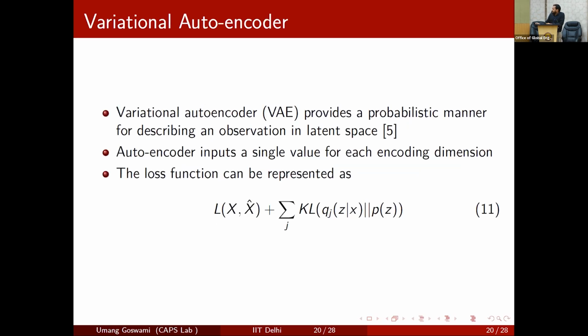So this is the loss function of the variational autoencoder, where we have the reconstruction term. KL divergence is required because KL divergence measures the distance between two probability distributions. And these are some of the results.